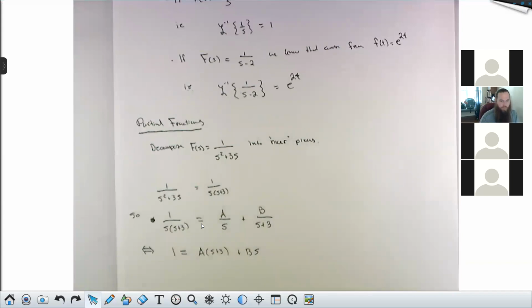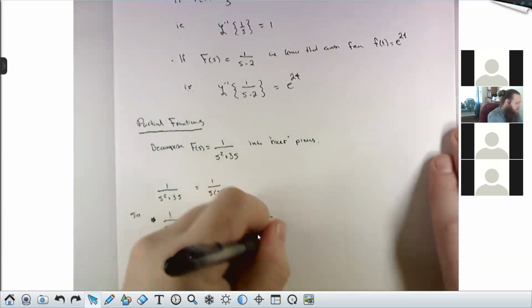Insert joke here. All right, because the s's will cancel here. When I multiply this by s times s plus 3, the s's cancel, and you just get a times s plus 3. The s plus 3's will cancel here. If I multiply this times s plus 3, the s plus 3's cancel, and just the s remains.